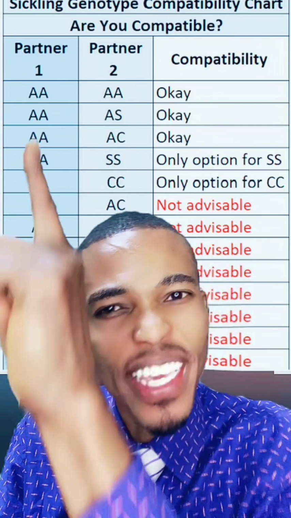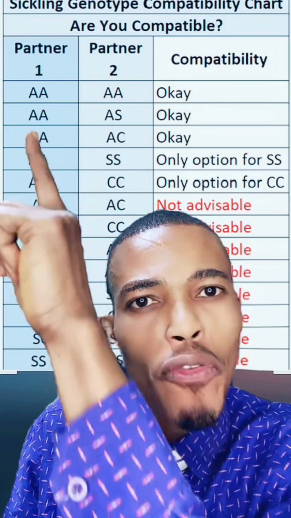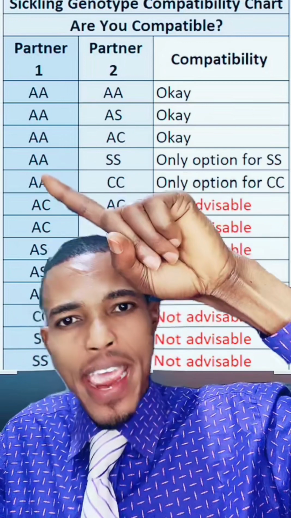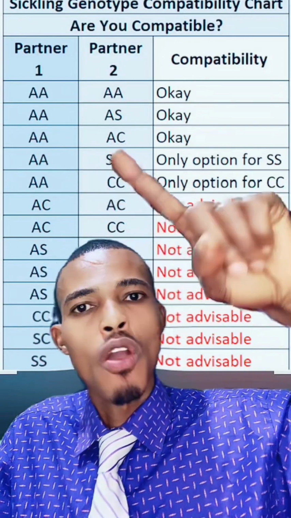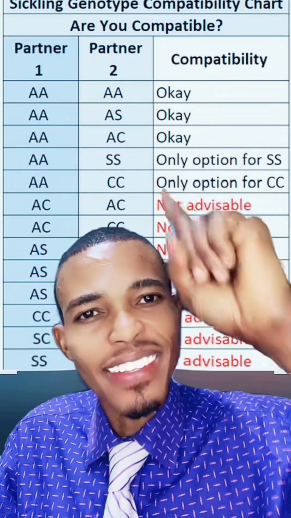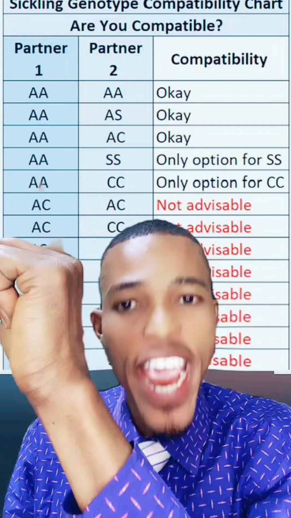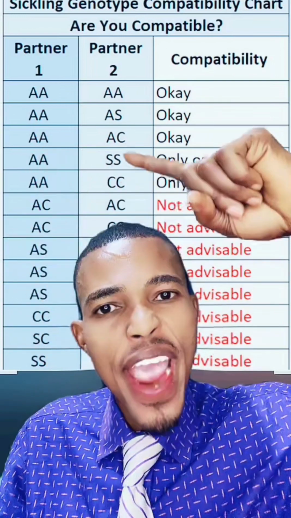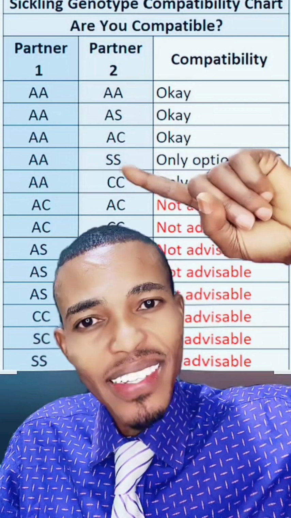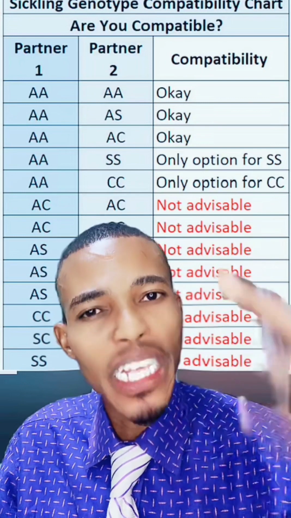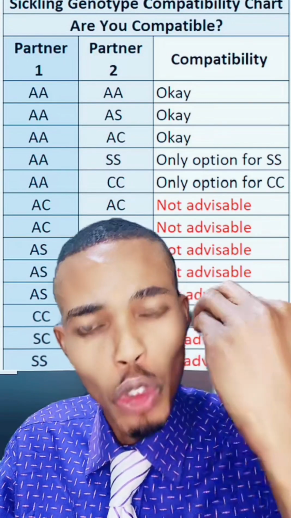If you are AA, and your girlfriend or partner is AC, you can do that. But if you are SS and you want to get married, the only option available for you is AA. You cannot go for any other genotype apart from AA. Why? If you are SS and marry any other genotype, most of your children are going to end up having sickle cell disease and they are going to suffer.